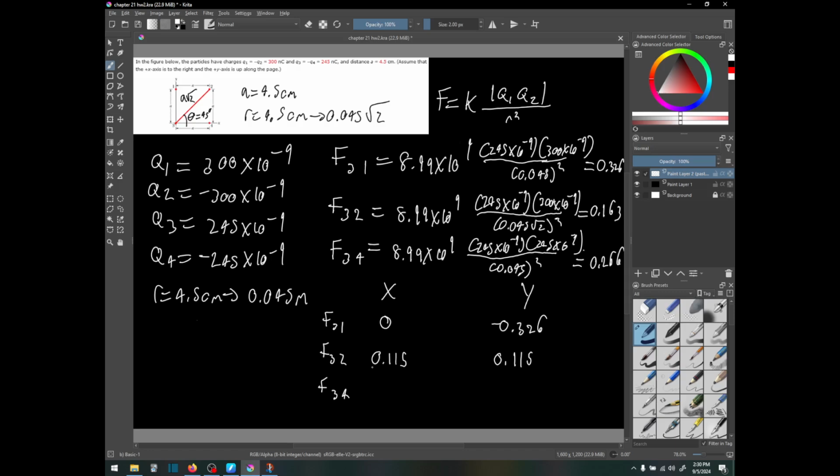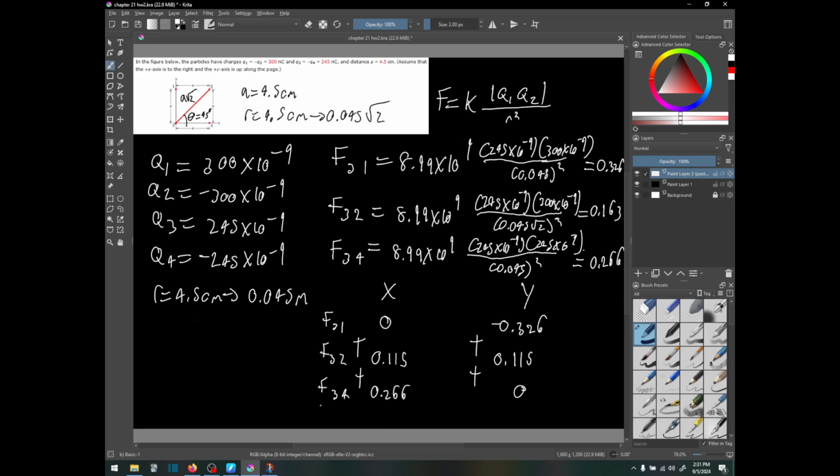And then for 3, 4, this is completely in the x direction. Particle 4 is negative, so particle 3 is going to be attracted to it, so it's going to be a positive x value of 0.266, and zero y value. And now we just add these up.